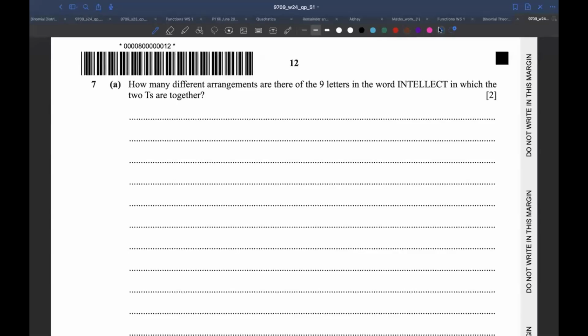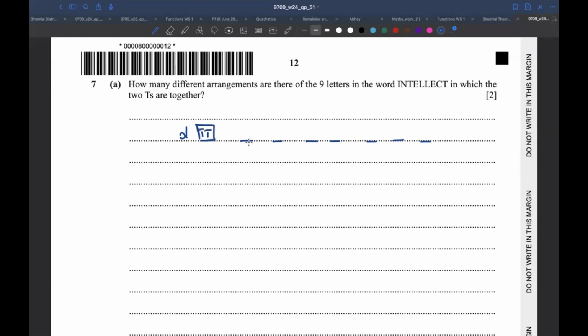Question 7 says, how many different arrangements are there of the 9-letter words in which the two T's are together? Okay, so we have 9 letters: 1, 2, 3, 4, 5, 6, 7, 8, 9, and the two T's should be together. So what I can do is remove this over here and make a box for these two T's.